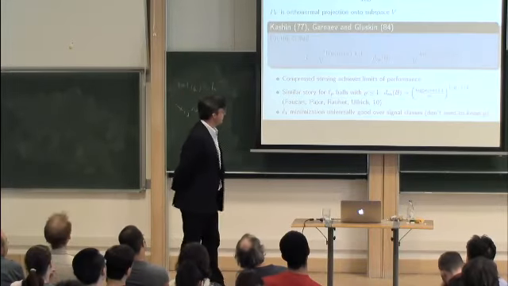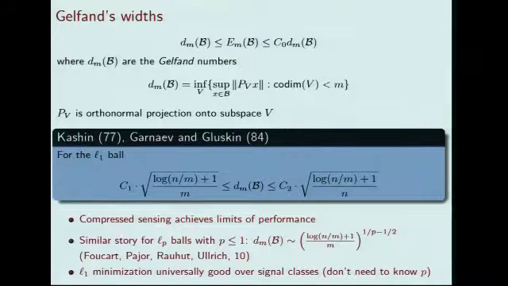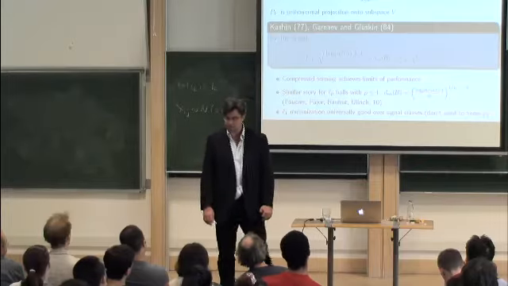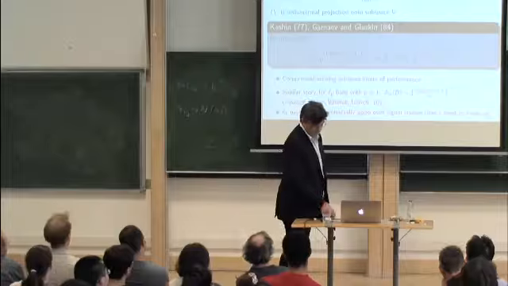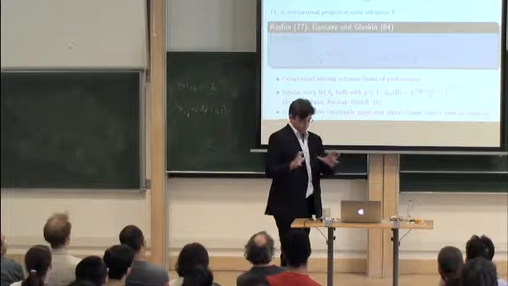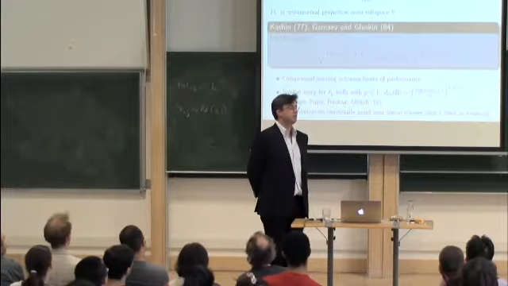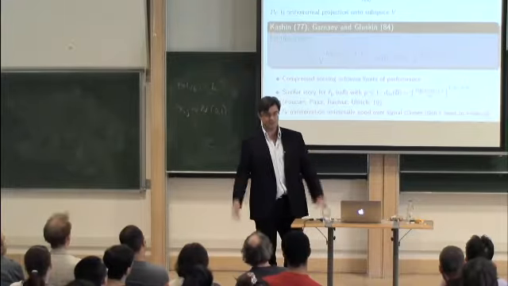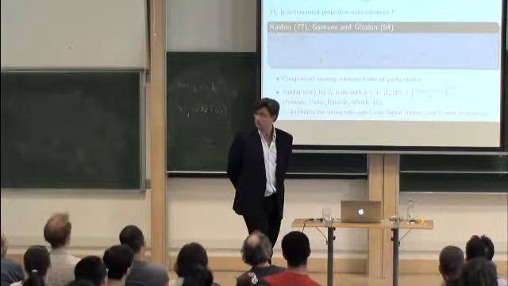So something which is good about L1 minimization is that a single algorithm is universally good over signal classes. You don't need to know the sparsity or the rate of decay of the coefficients ahead of time. It puts you at the limit of what is information theoretically possible. Of course, we have to understand that this is a worst case error. If we believe in this type of worst case error, this is the story.